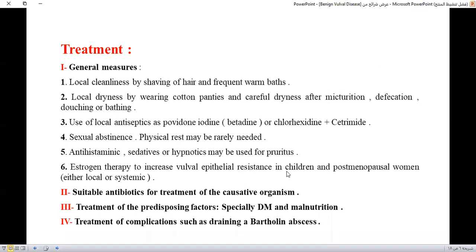We repeat: general measures for acute vulvitis: local cleaning of the area by shaving of the hair, local dryness by wearing cotton pants, local antiseptic, sexual abstinence, antihistaminic and sedative, and the last one is estrogen therapy. The second point is suitable antibiotic according to the causative organism, treatment of predisposing factors such as diabetic and malnutrition, decrease immunity, and treatment of complications such as draining of Bartholin's abscess.